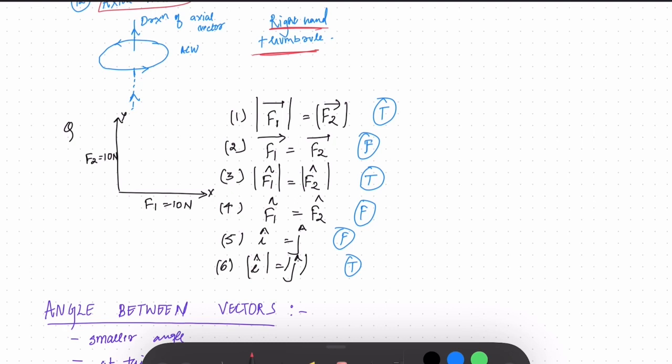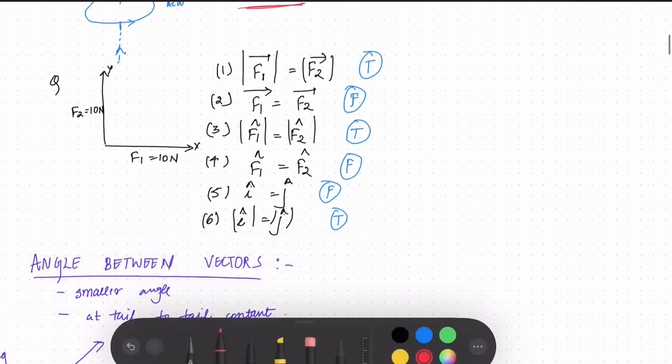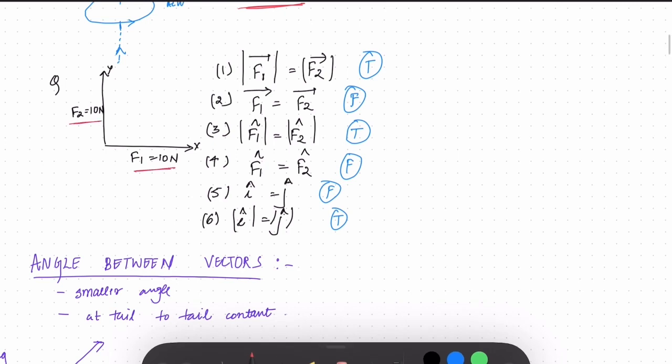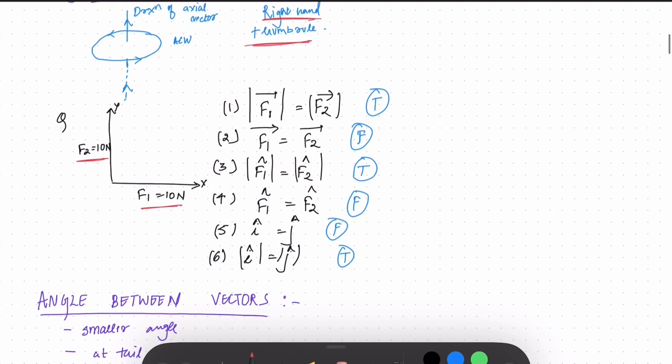Now I have a question for you. We have two forces, F1 that is in the x direction and F2 that is in the y direction. Both of them have a 10 Newton amplitude. Now tell me which of the following are true and which are false. Force F1 with a bar, that represents magnitude. Magnitude of F1 is equal to F2. Is it true or false? True, both of them have a 10 Newton magnitude.